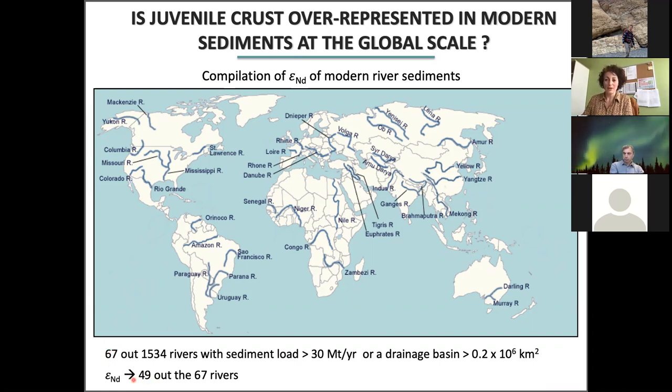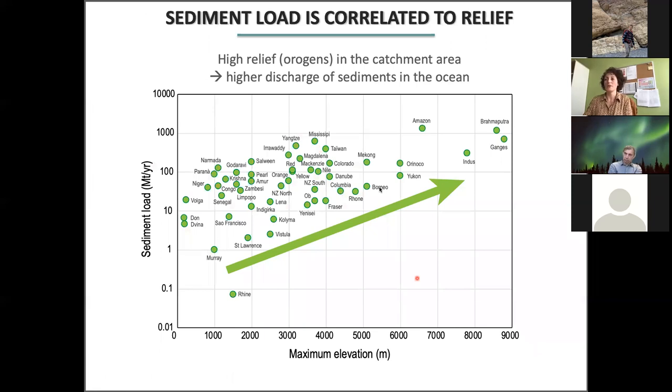And I was able to find the neodymium isotopic composition of the sediments discharged by 49 out of the 67 rivers. So basically what I'm going to show you is quite representative of the sediments that are produced by rivers on our planet. So the 49 rivers are shown here. This is their sediment load as a function of the maximum elevation in their catchment area. And the maximum elevation here is taken as a proxy for topography.